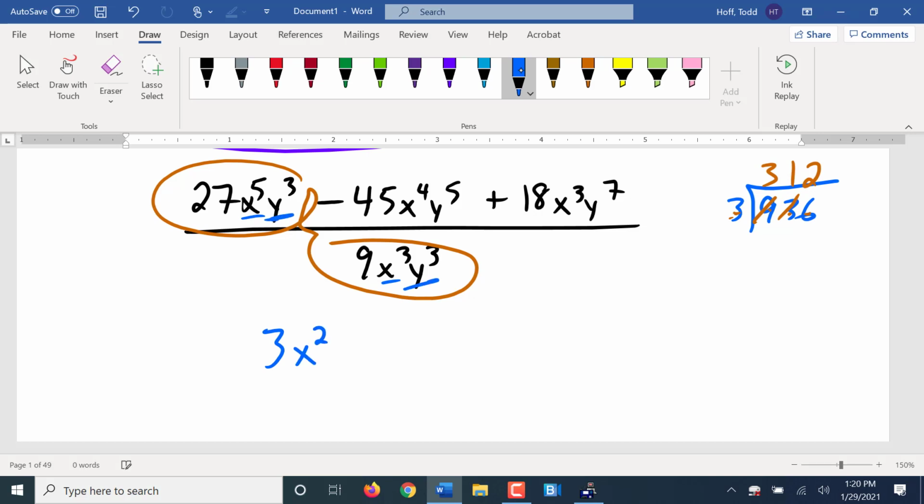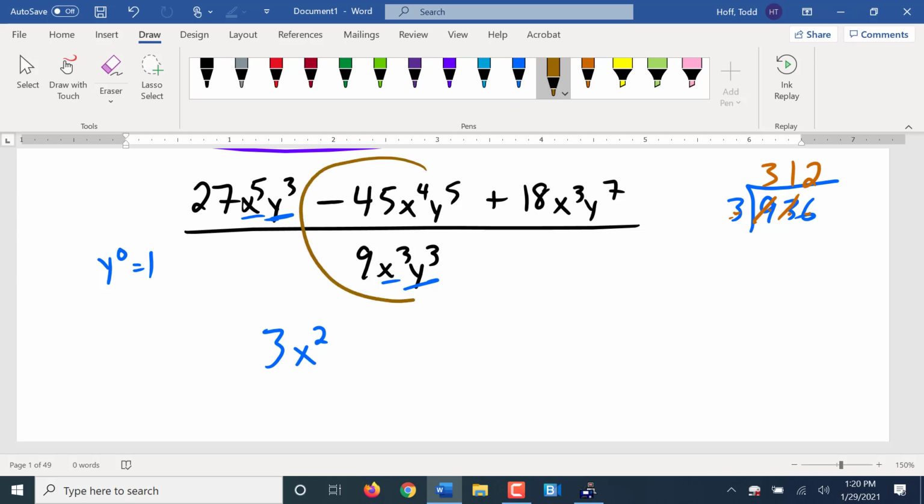Y to the third divided by y to the third. It's just y to the 0, right? 3 minus 3 is 0. Y to the 0 is just 1, so we don't have to do anything with it. So next we're going to do the negative 45 x to the fourth, y to the fifth, divided by 9 x to the third. Negative 45 divided by 9 is negative 5.